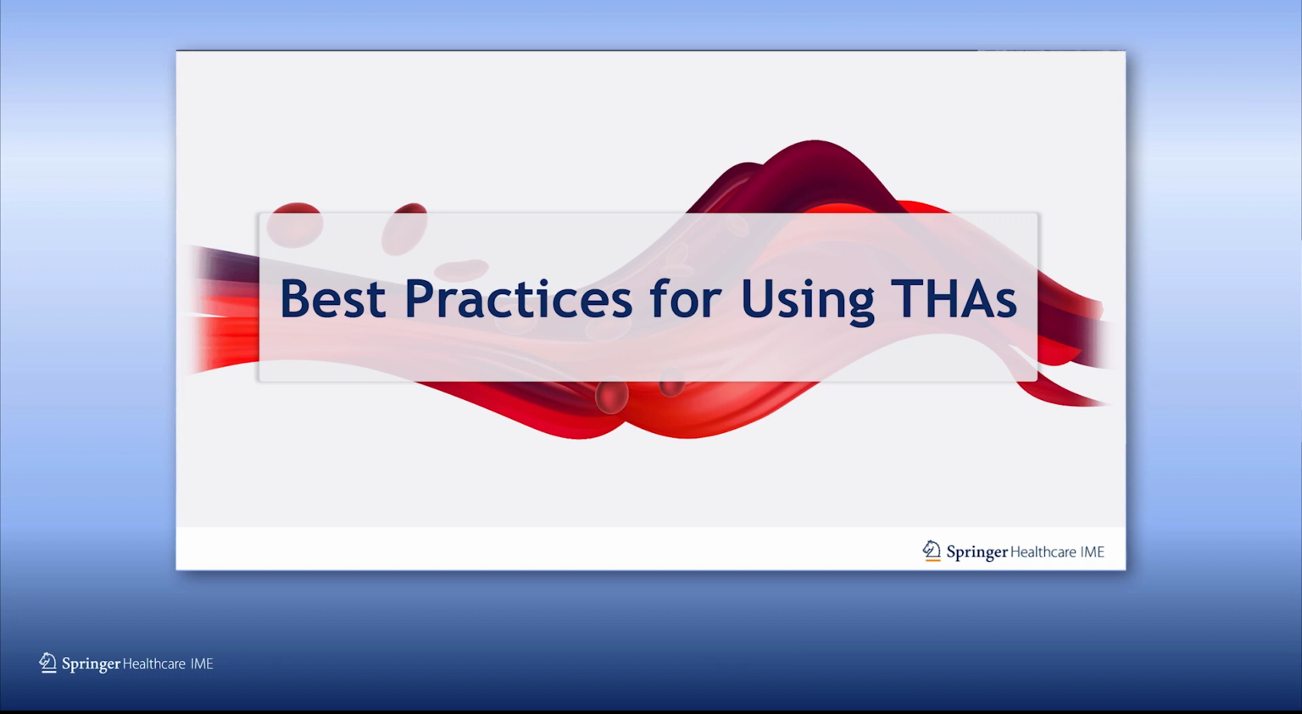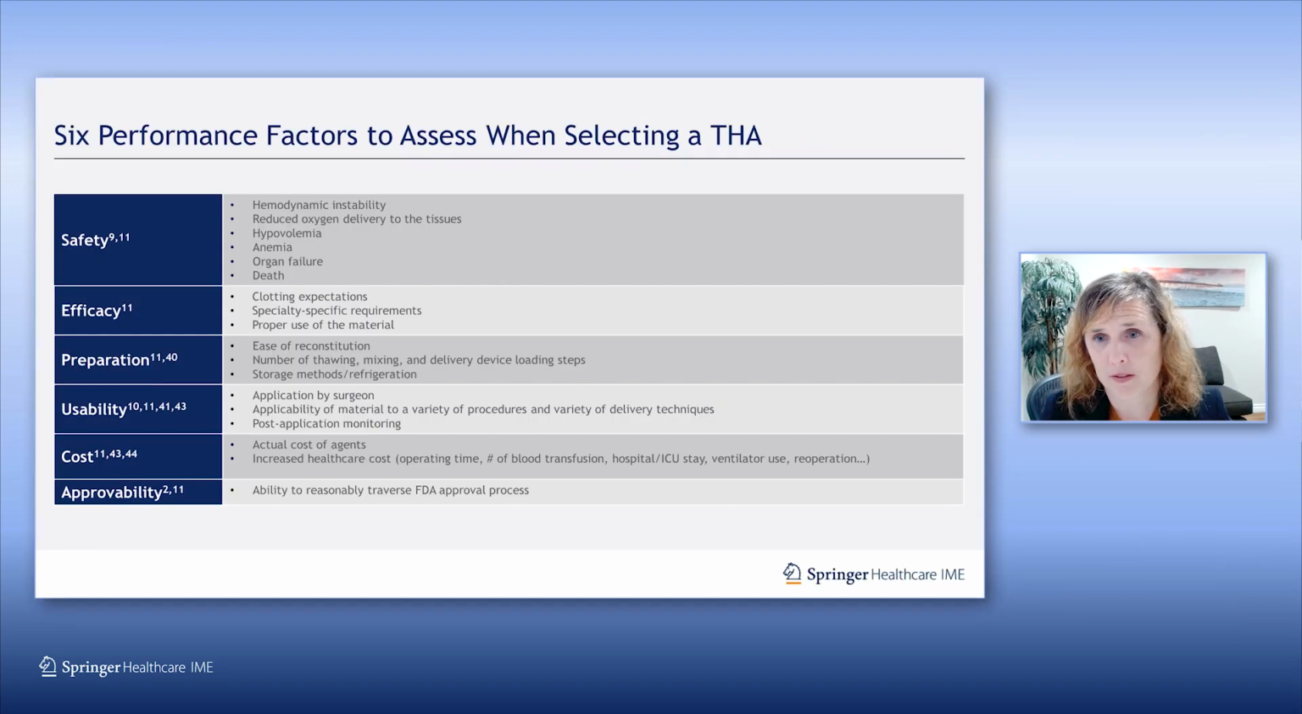For best practices, when using THAs, we also want to consider some things other than patient factors. There are 6 performance factors to assess when selecting your THA. And one of the most important ones, of course, is safety. So there are a number of safety cautions associated with use of these agents. Patients receiving thrombin-containing products should be monitored for signs of hypersensitivity reactions. And of course, infection is an important consideration postoperatively for any of these agents.